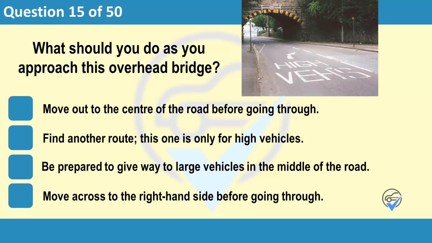What should you do as you approach this overhead bridge? Move out to the centre of the road before going through. Find another route. This one is only for high vehicles. Be prepared to give way to large vehicles in the middle of the road. Move across to the right-hand side before going through.